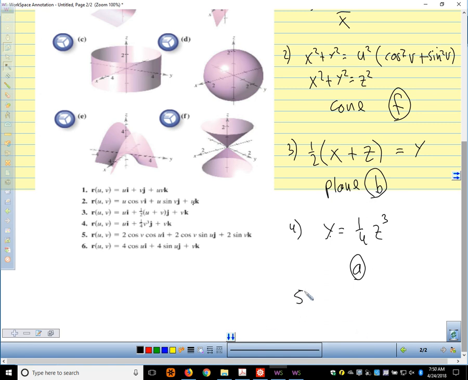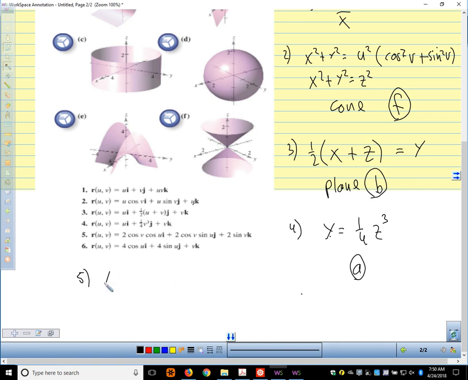Number 5: 2 cosine v cosine u i hat, 2 cosine v sine u j hat, 2 sine v k hat. Anybody recognize what kind of coordinates? Those are spherical coordinates, right? But we're using u and v instead of phi and theta. So let's look at our relationship there for number 5.